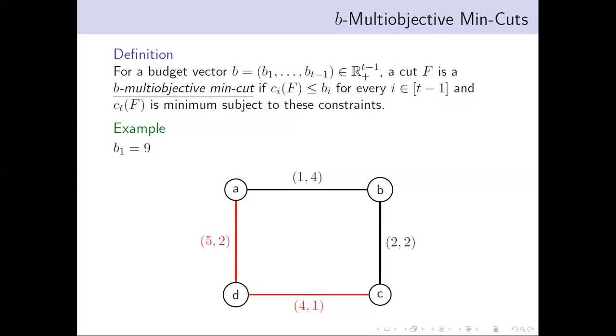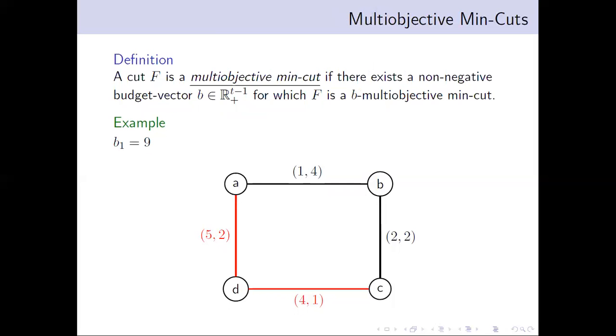So for example, the red edges here are a 9 multi-objective min cut because their c1 cost is at most 9, so they satisfy the single budget in this case. And the c2 cost of 3 is as small as possible, subject to satisfying the budgets. Note that the B multi-objective min cut is not Pareto optimal because swapping AD for BC would give a cut with the same C2 cost and a smaller C1 cost.